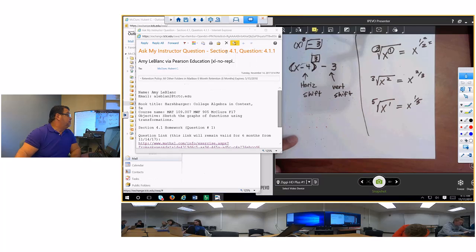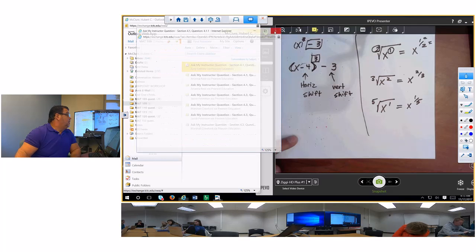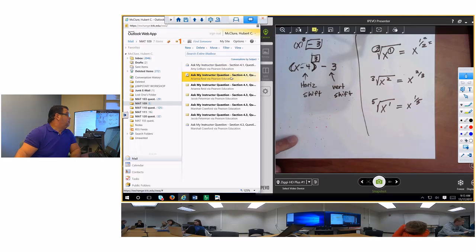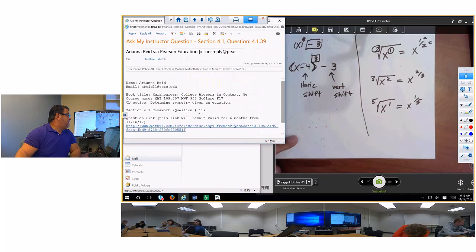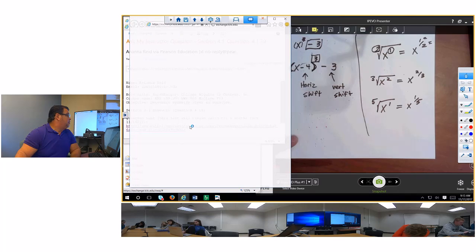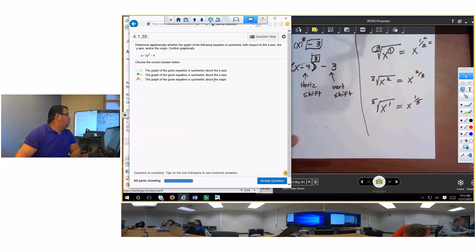Next question. This is 4.1, 39 in the book, number 15 online. Determine algebraically whether the graph of the following is symmetric with respect to the x-axis, the y-axis, or the origin. Confirm graphically. All right, first of all, what does this one look like?